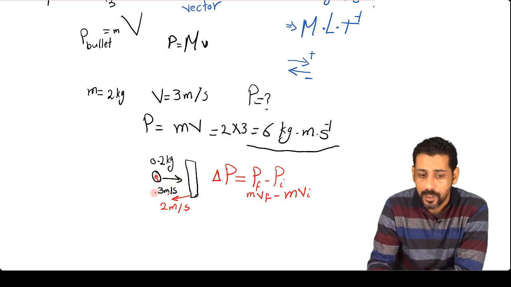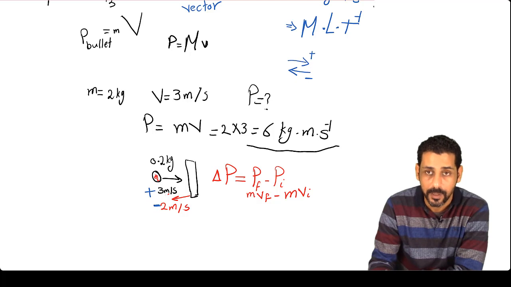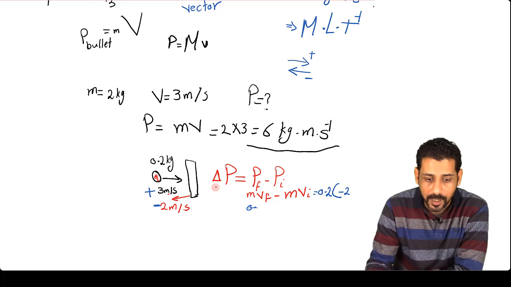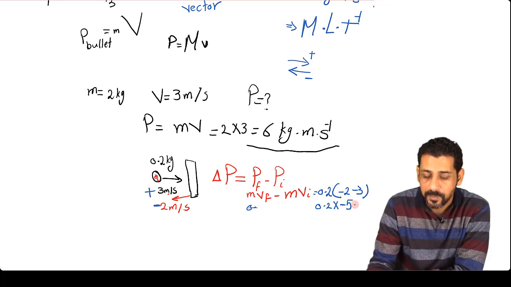Here in this example, he will never tell you which one is positive and which one is negative. So here, this velocity is positive because it's to the right, but this velocity is negative because it's to the left. So the mass, which is 0.2, we can take as a common factor. So here, mass, which is 0.2, open a bracket, Vf minus Vi. What is Vf? Vf is negative 2. What is Vi? It is 3 in the positive direction. Okay, so at the end, it's equal to 0.2 times negative 5.